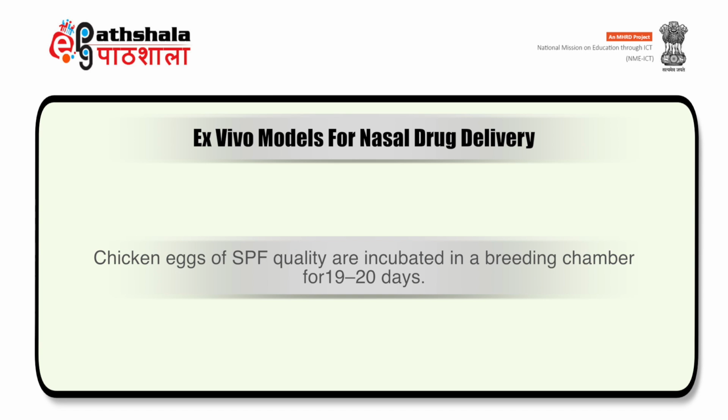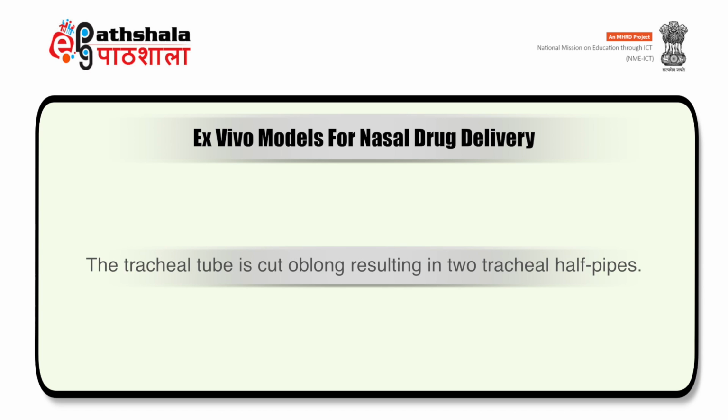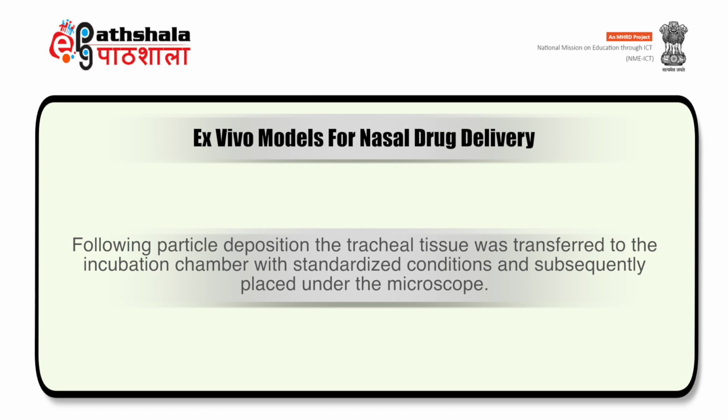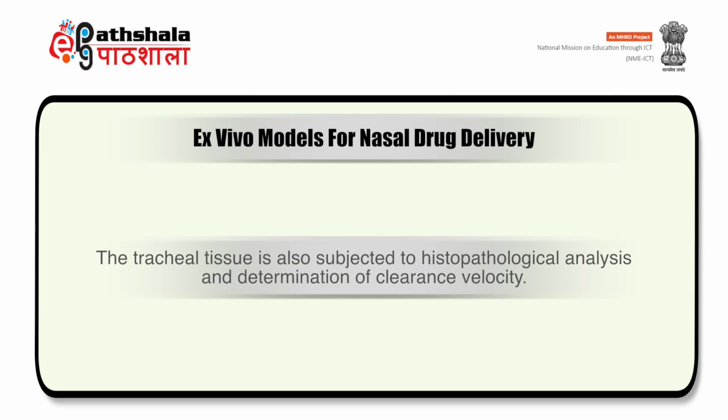Chicken eggs of SPF quality are incubated in a breeding chamber for 19 to 20 days. After dissection, the trachea is placed on gauze soaked with Locke-Ringer solution. The tracheal tube is cut oblong, resulting in 2 tracheal half pipes. Particle deposition on the half pipes is realized using a dry powder insufflator. Following particle deposition, the tracheal tissue is transferred to the incubation chamber with standardized conditions and subsequently placed under the microscope. Particle transport on the trachea is recorded. The tracheal tissue is also subjected to histopathological analysis and determination of clearance velocity.